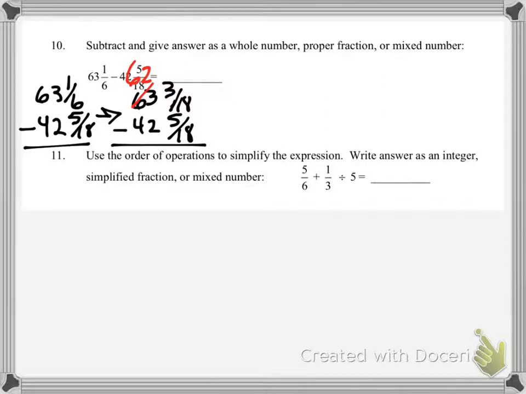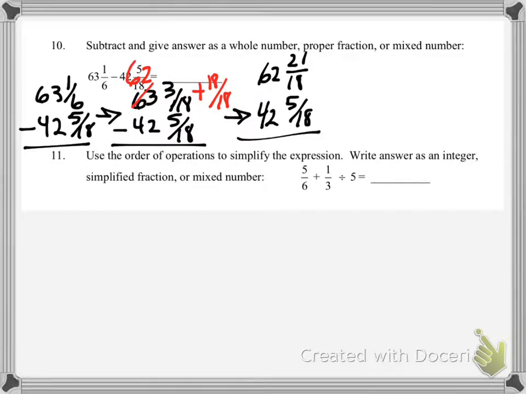I'm going to make my whole number smaller. I'm going to make my fraction bigger. Basically, whatever my denominator is, that's how I'm going to create my 1. I'm going to write it as 18 over 18. If my denominator was 7, I would write 7 over 7. But since my denominator is 18, I'm going to write 18 over 18. And then I'm going to have 62 and 21 over 18 minus 42 and 5/18.